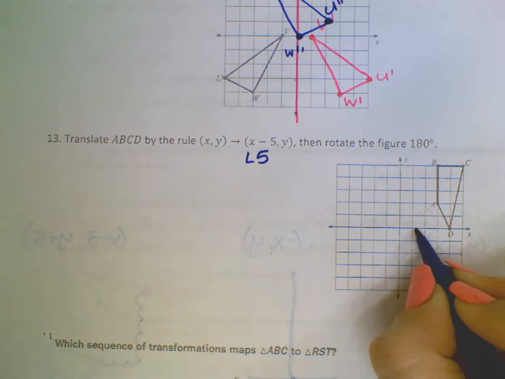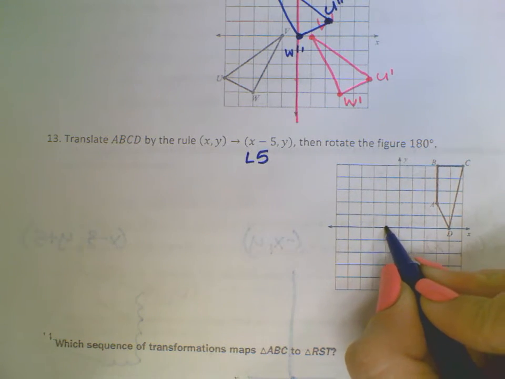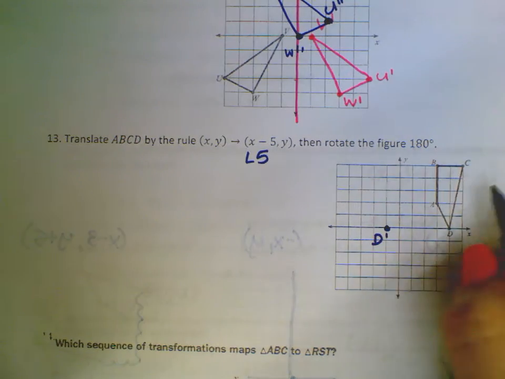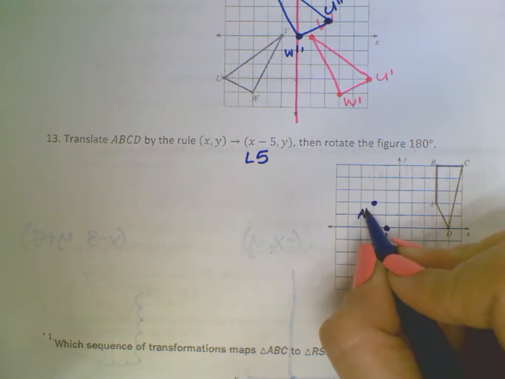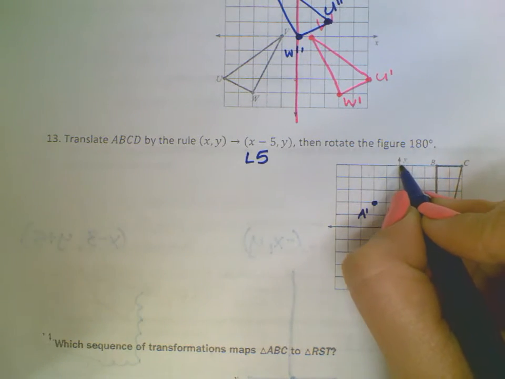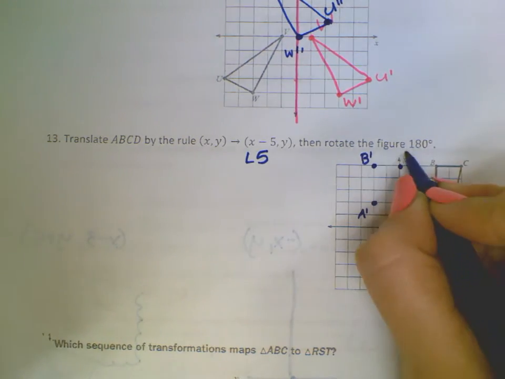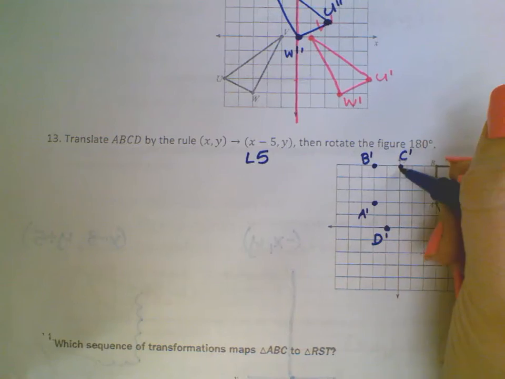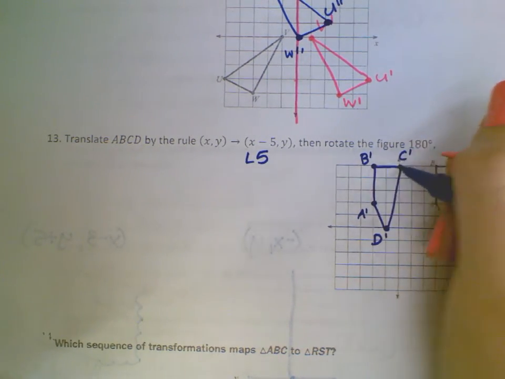1, 2, 3. Oh, I lost count. 1, 2, 3, 4, 5. D prime. 1, 2, 3, 4, 5. A prime. 1, 2, 3, 4, 5. B prime. And C prime. Then from there it tells me to rotate 180 degrees.